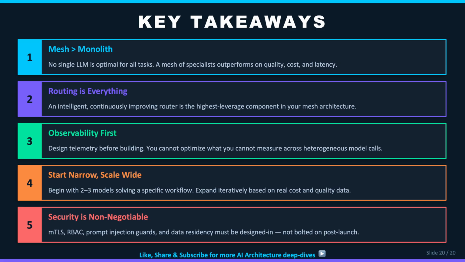3. Observability first. Design your telemetry stack before you write a single line of orchestration code. You cannot optimize a distributed AI system you cannot measure at every hop. 4. Start narrow, scale wide. Begin with 2 or 3 models solving one specific workflow. Prove the economics. Then expand based on real cost and quality data, not theoretical projections.